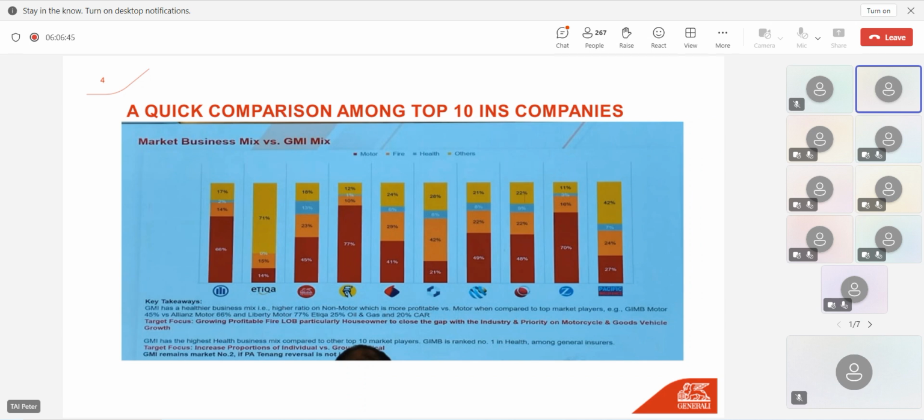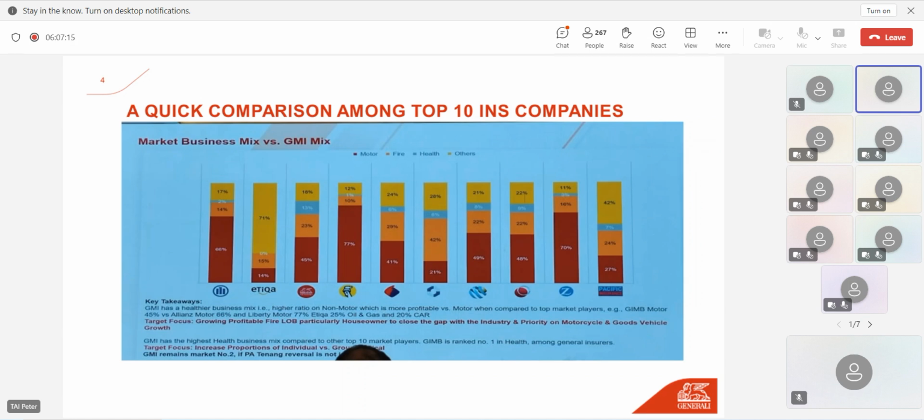Motor we have to do is because motor, as you know, in the whole of Malaysia, motor takes up almost 50% of the GWP. The gross written premium almost 50%. I think 48% is comprised of motor insurance. So if you don't do motor insurance, then it's gonna be tough for us. Okay. So basically we have 45% motor, 23% fire, 13% health, and also 18% others.